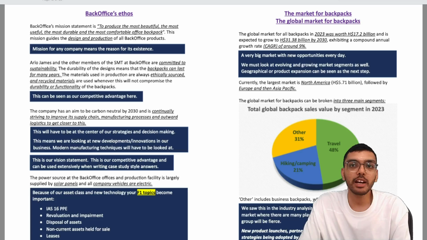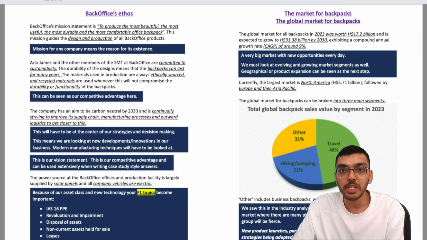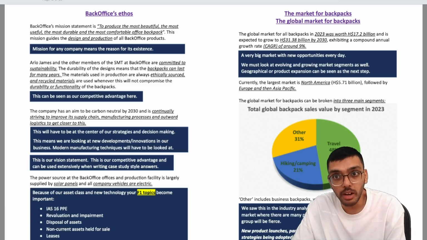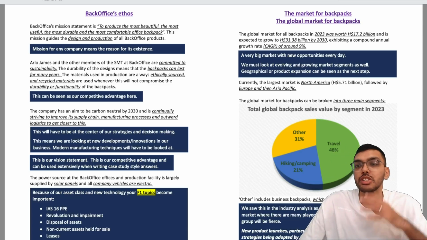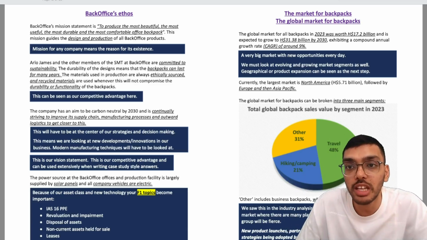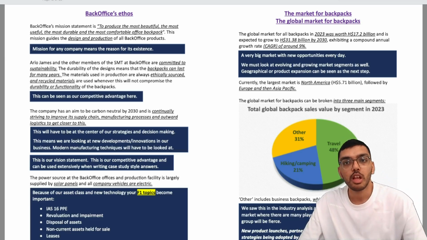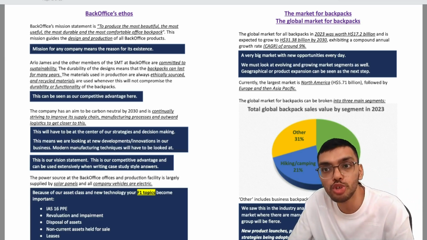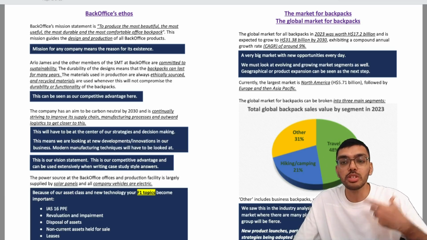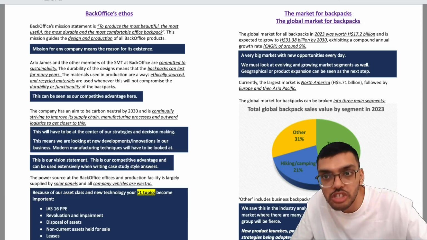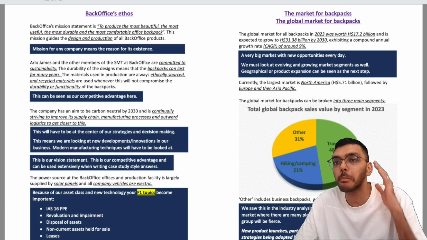So the global market for all backpacks was worth 17.2 billion and is expected to almost double to 31 billion at a growth rate of 10% by 2030. So we already know from my industry analysis, and it's further evident over here, that it's a huge market with huge opportunities, huge growth segments. So if you stay ahead, you look at the niches, you serve your niche well, you are bound to do well.